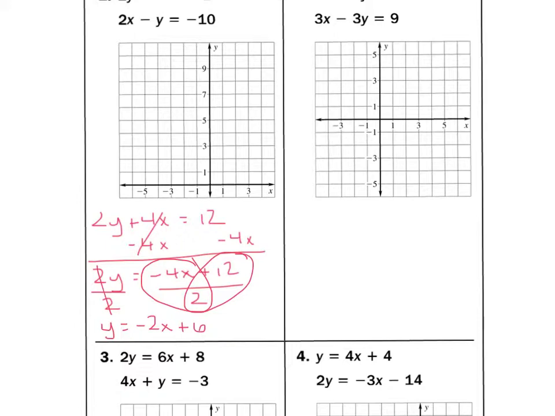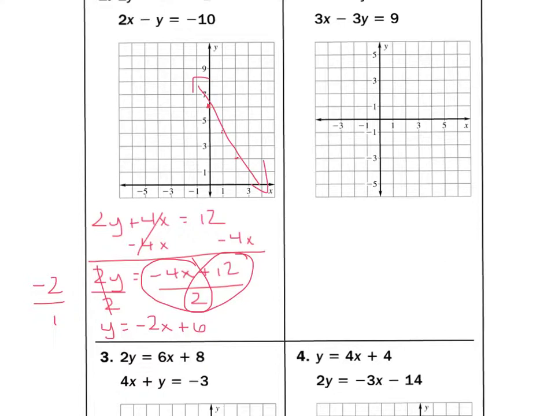To graph that, your y-intercept is at 6, so right there. And it has a slope of negative 2, meaning you're going to go down 2, right 1. Down 2, right 1. Connect those points, using a straight edge.